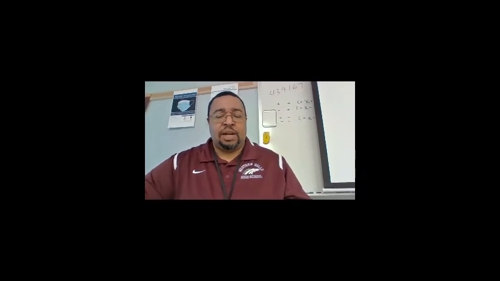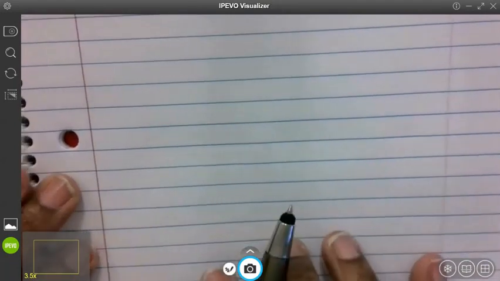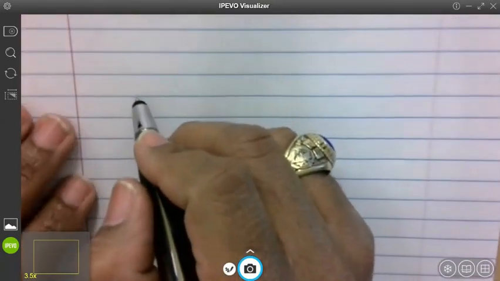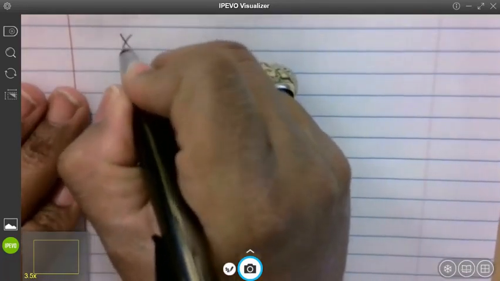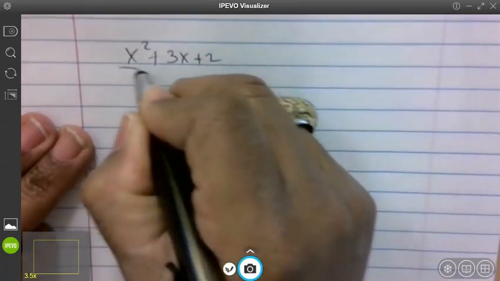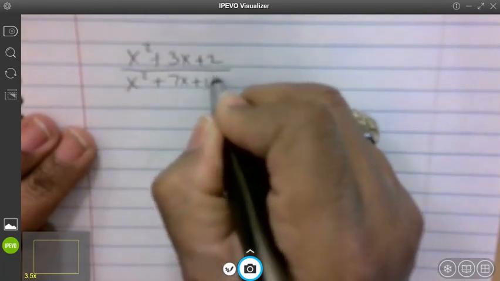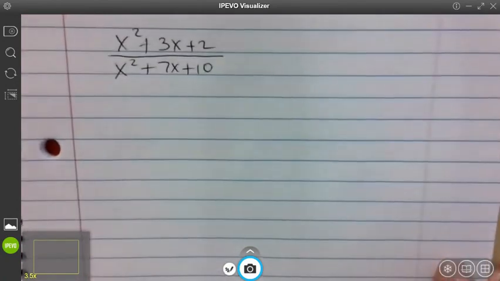So we did simplifying the rational function. As a review, you've probably seen that in your algebra classes, but we're in algebra 2, so we're going to step it up a little bit. Let's pay attention as I go over this next example. This time we have a trinomial in our rational function. Let's say I have x squared plus 3x plus 2 over x squared plus 7x plus 10. We want to simplify this.